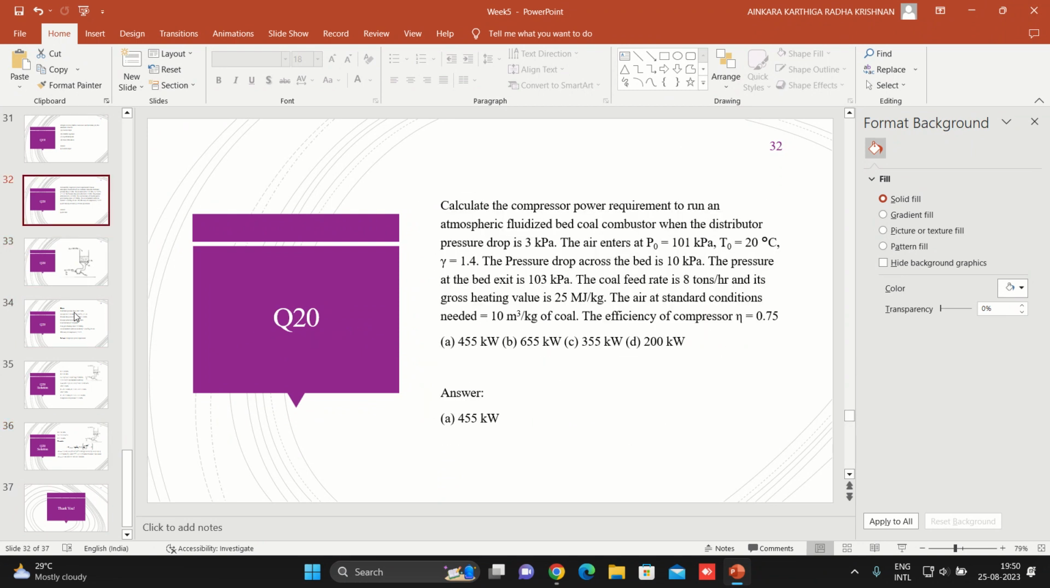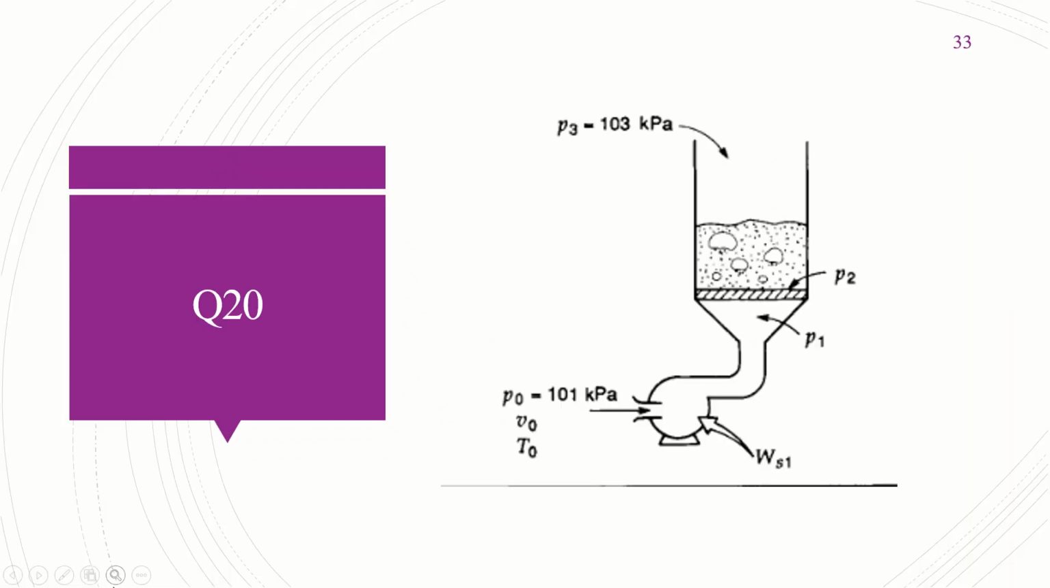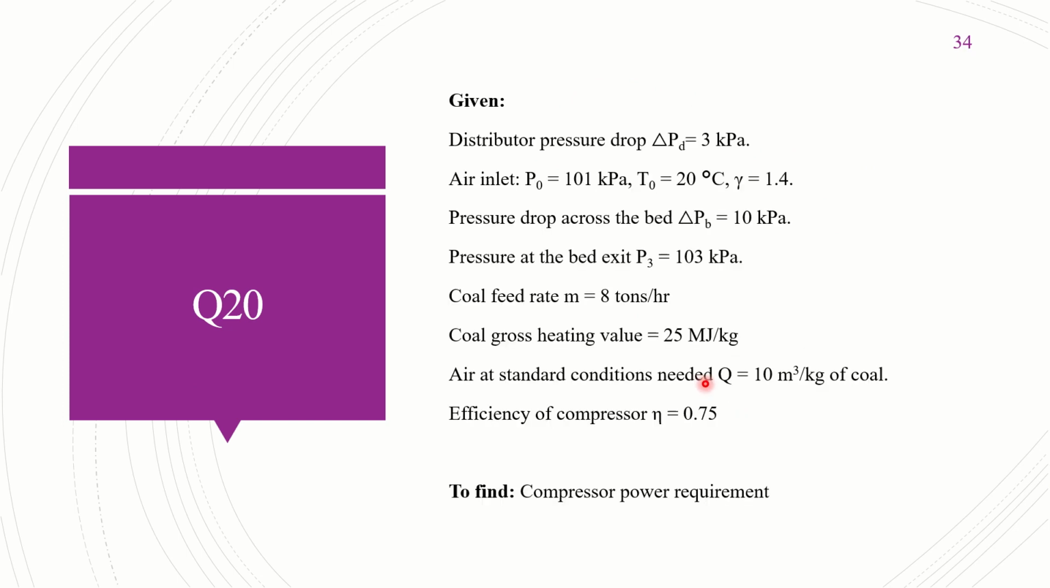What is asked is to calculate the compressor power requirement. What is given is compressor inlet conditions. P0, T0, everything is given, and the exit of the fluidized bed is at a pressure of 103 kilopascal. We know the pressure drop of the bed and the pressure drop of the distributor. So from that we need to calculate the exit pressure from the compressor.